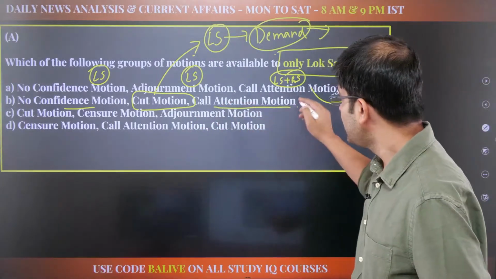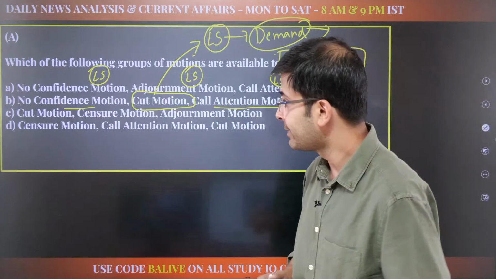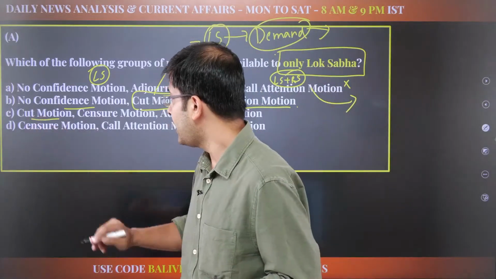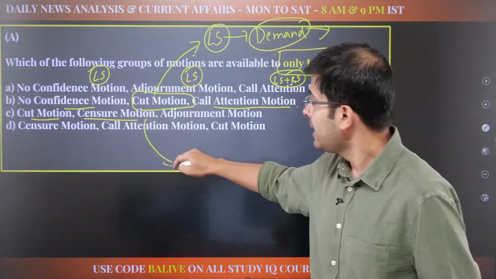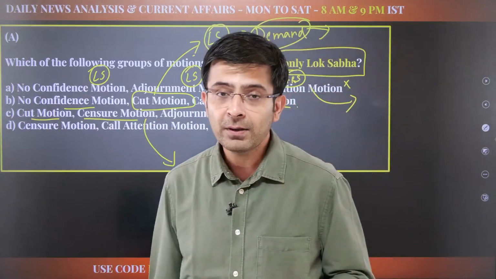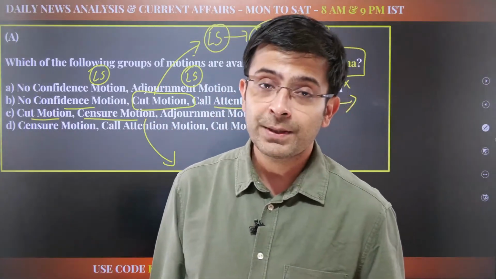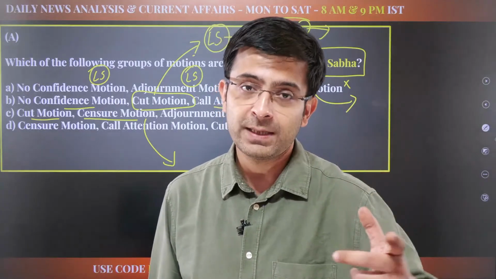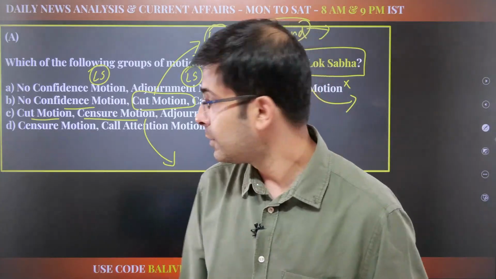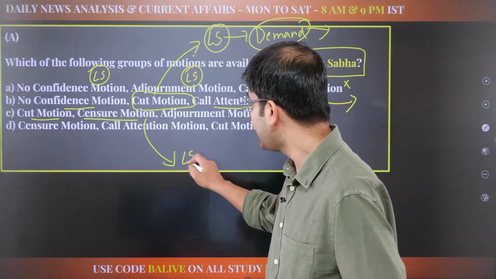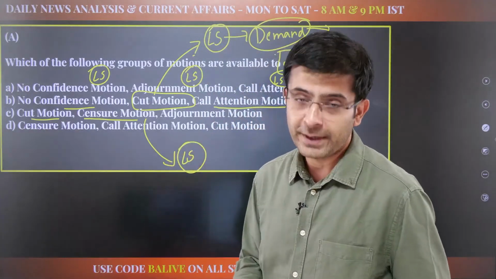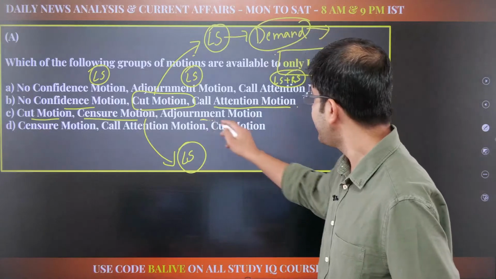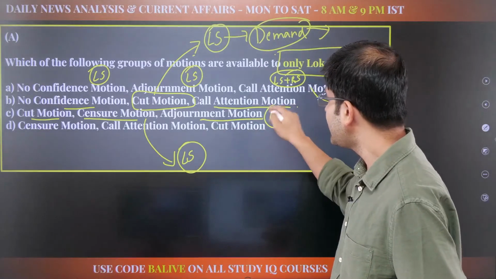Call attention motion, like I told you, LS plus RS. Okay, cut motion, LS. Censure motion is essentially to go ahead and reprimand or ask a particular question of extreme importance. Okay, you are censuring the government or a particular minister. So this is again available to the Lok Sabha only, because again this is seeking direct accountability from the government. Adjournment motion, 50 MPs backing, LS only, Rajya Sabha does not have it.